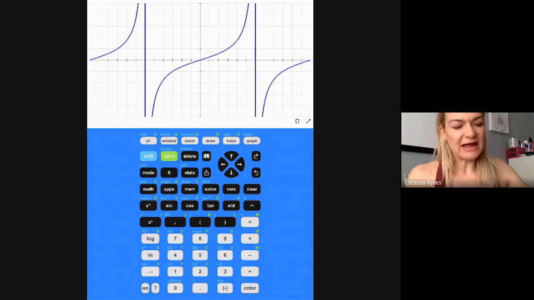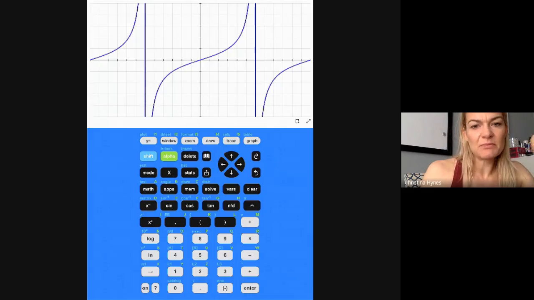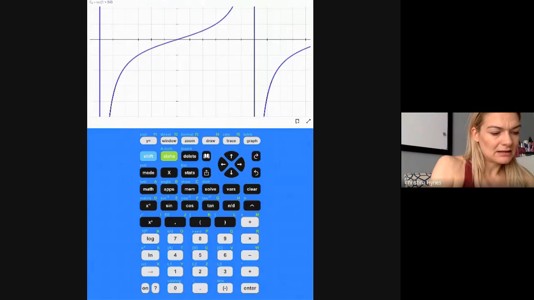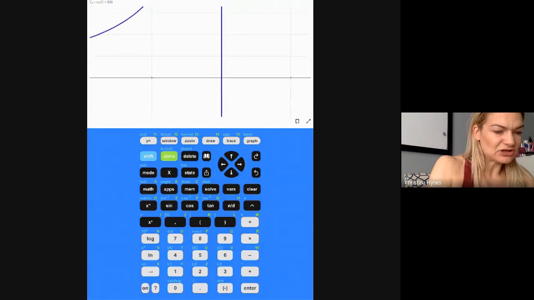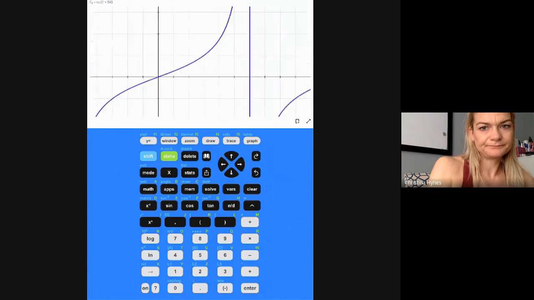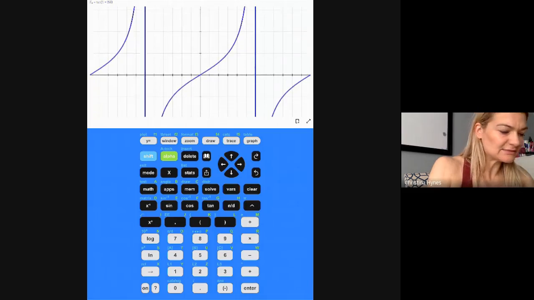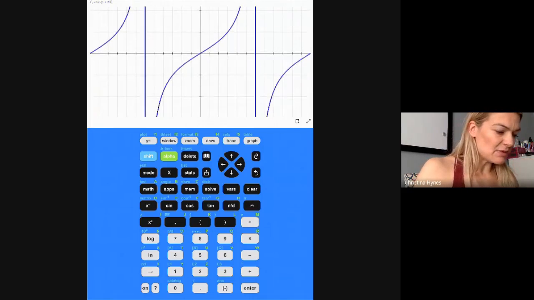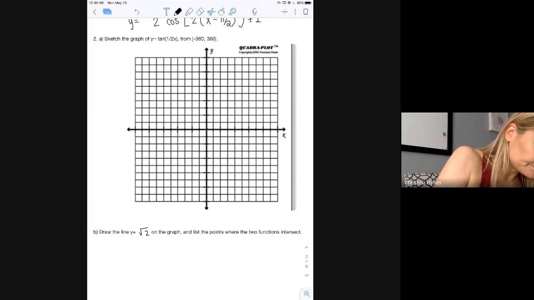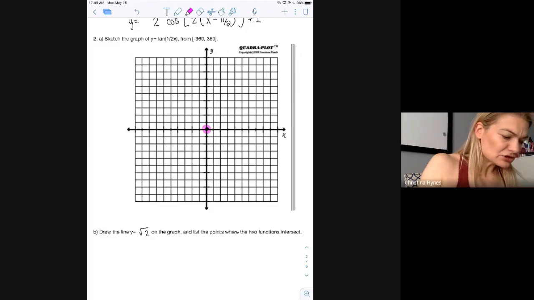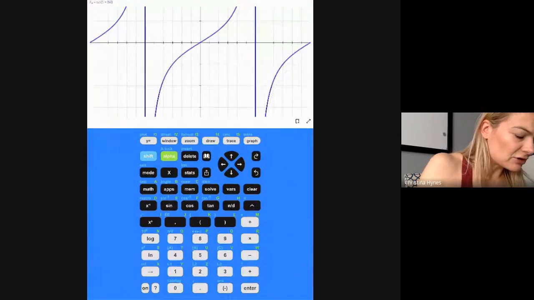Depending on your version of calculator, some calculators will show that vertical asymptote, some might not. Mine actually does show it, and I can't really click on it because it's not even part of the graph, but this is that line I'm talking about, this straight line. Okay, so there are vertical asymptotes. And as you can see, mine goes through 0, 0, so I would mark that off. And then I would also mark off where my vertical asymptotes are.